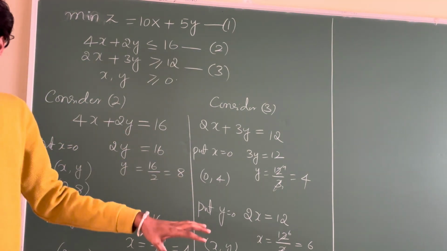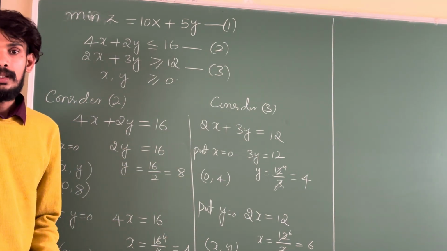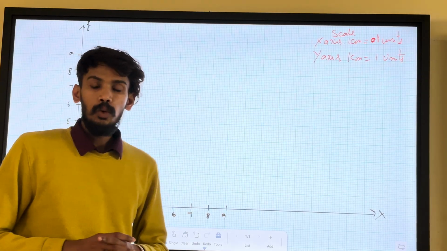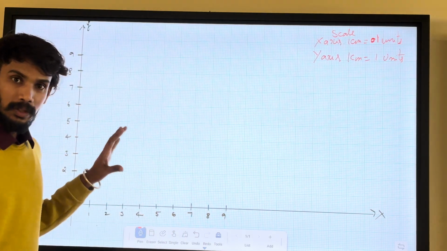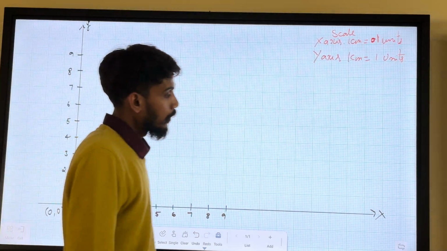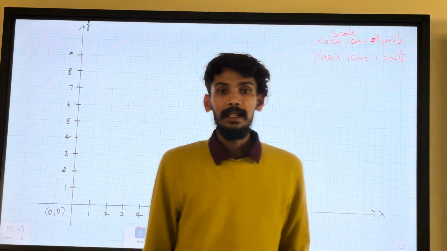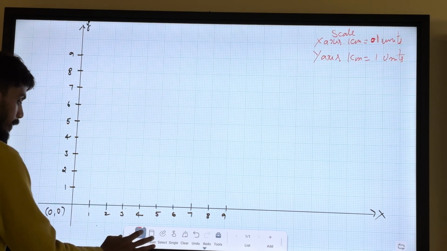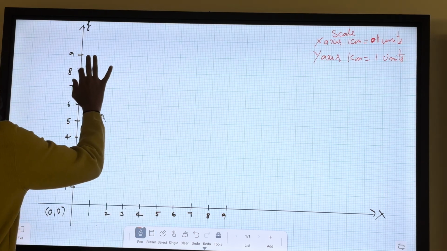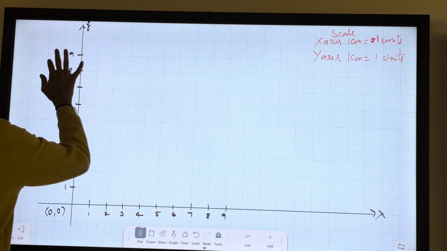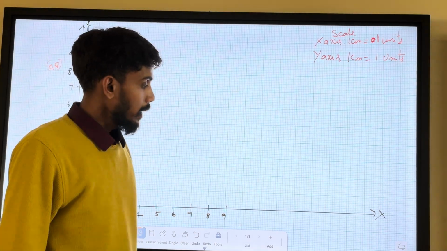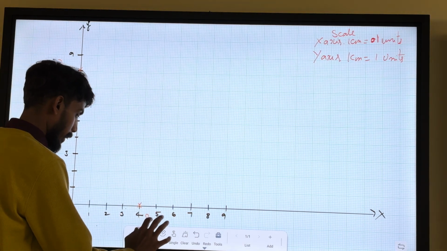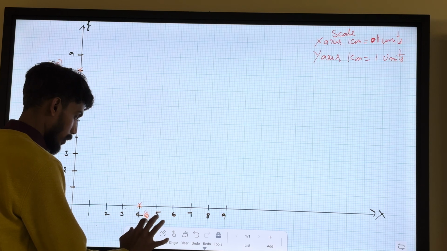Now using these ordered pairs, we have to draw the graph. What is the first point we have? 0 comma 8. The x value is 0 and the y value is 8. Here it comes, so mark it and write down 0, 8. Afterwards, we have the point 4, 0: x-axis 4 and y-axis 0. That is 4, 0. We have it here.